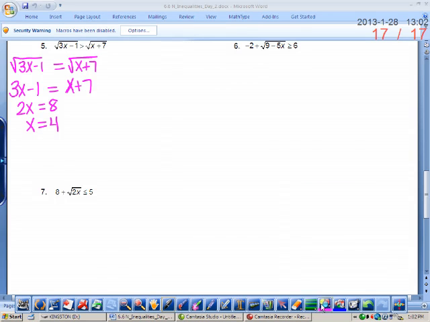Okay, what do we do next, do you think? Yeah, we're going to have to check the domains of both of these. So the first one would be 3x minus 1 is greater than or equal to 0, so x is greater than or equal to 1/3. And the other domain is x plus 7 is greater than or equal to 0, so x is greater than or equal to -7.